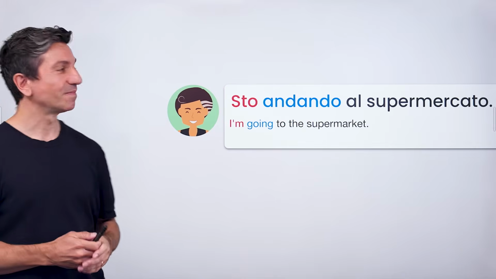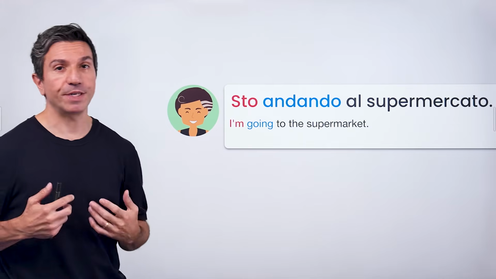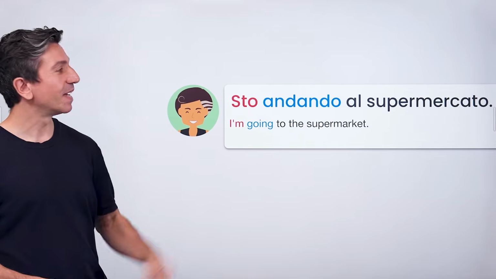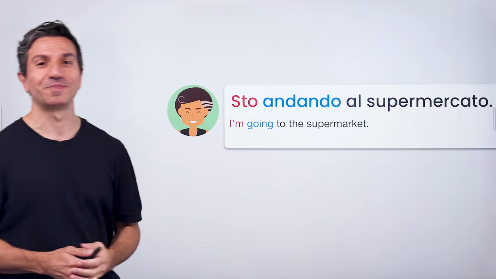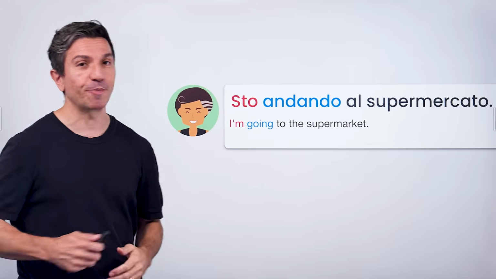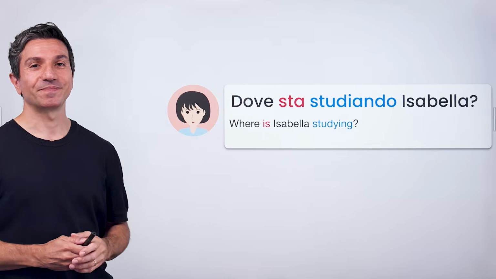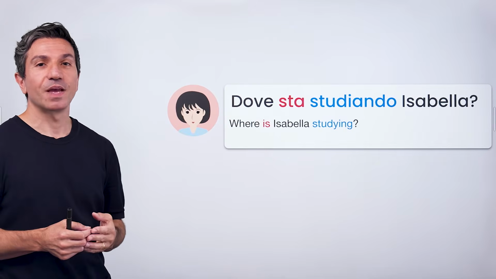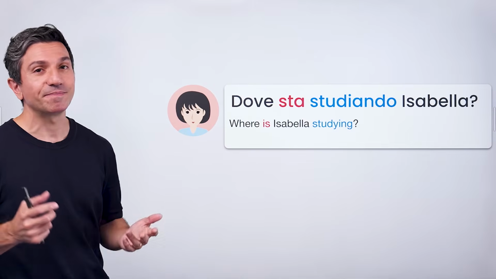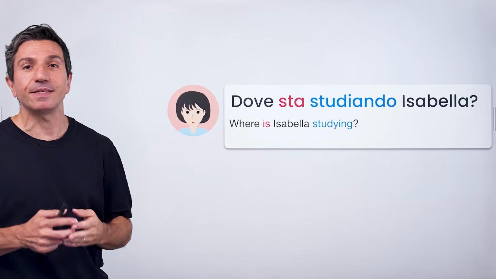Another one. Sto andando al supermercato. I'm going to the supermarket. One last example. Dove sta studiando Isabella? Where is Isabella studying?